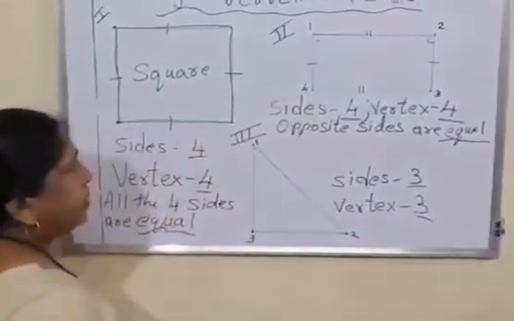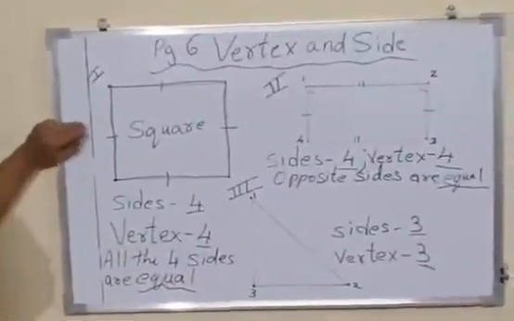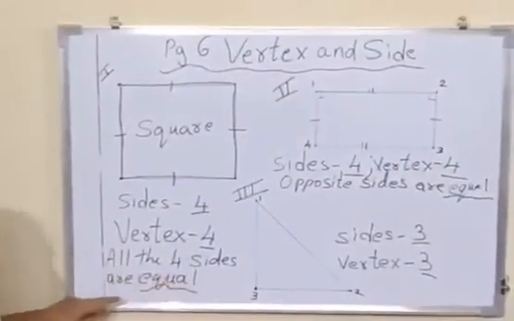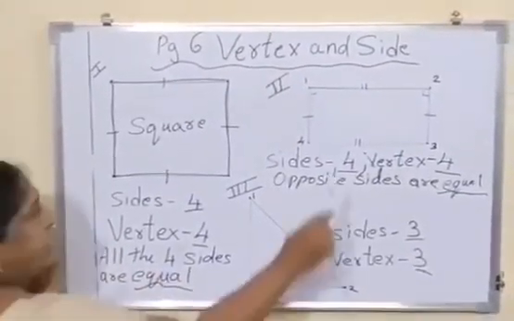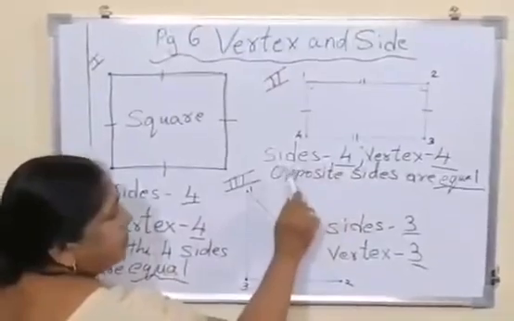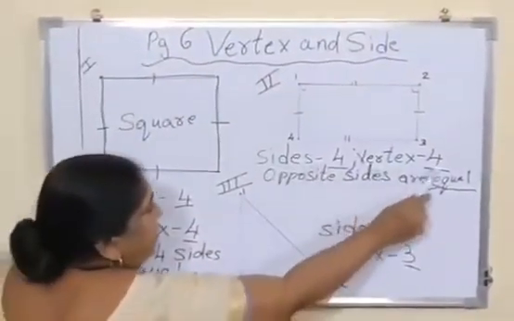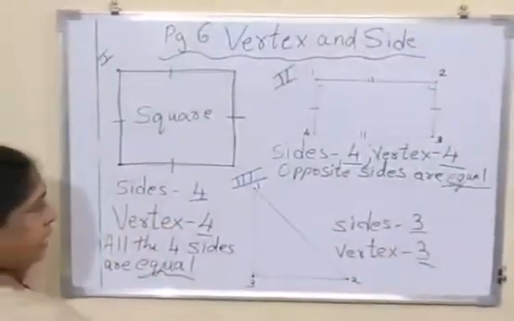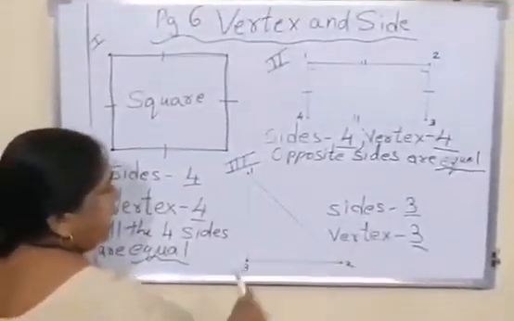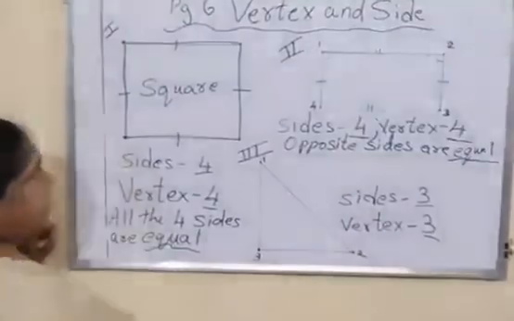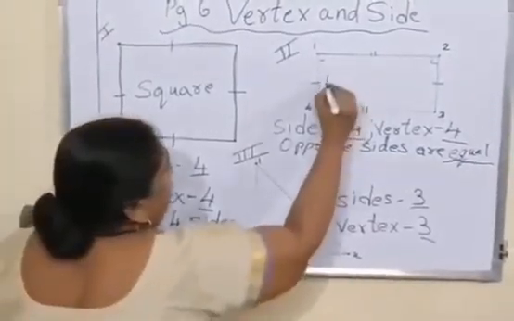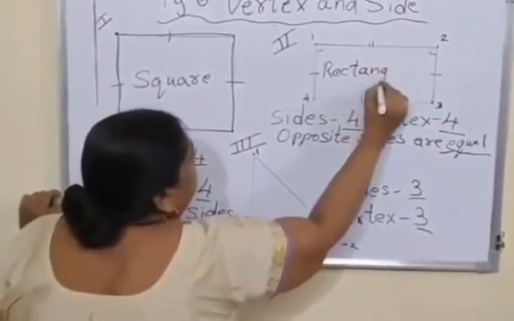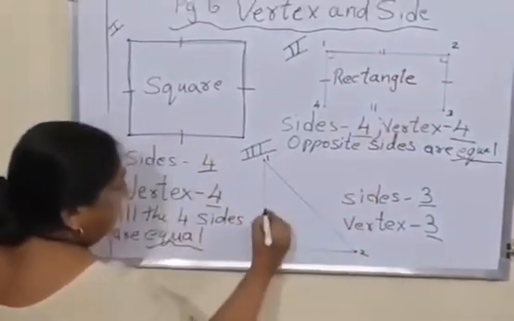Can you see? Once again I am telling you, in the square there are 4 sides, 4 vertex, and all the 4 sides are equal. In rectangle, there are 4 sides, 4 vertex, and opposite sides are equal. And in the triangle we have 3 sides and 3 vertex. When you are writing this, you will write the name of this figure inside that.